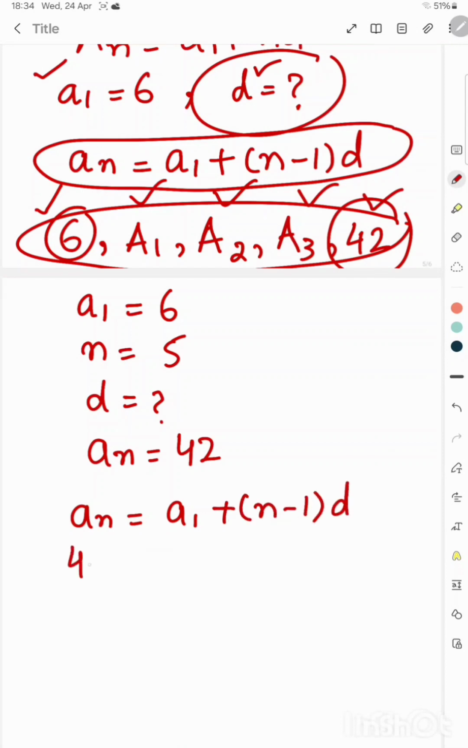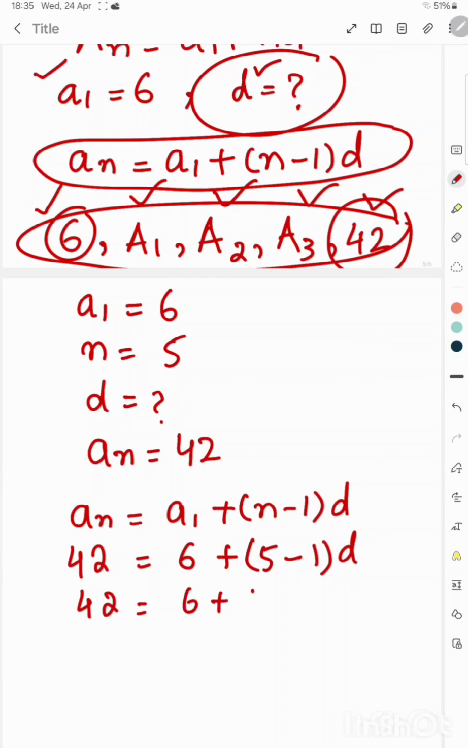So an is 42, a1 is 6, n is the number of terms in the whole sequence minus 1, and we have to find d. Okay, so 42 = 6 + 4d. You have to shift 6 to the other side of the equation and it will take the opposite sign: as it is plus, when we shift it, it will become negative.